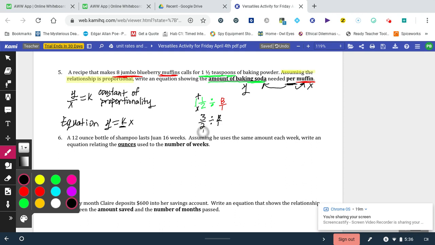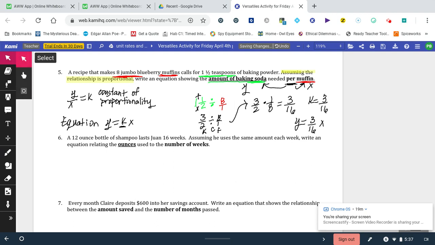I want to keep, change, flip, or multiply by the reciprocal. So I have 3 halves times 1/8. So I end up with 3/16. Now 3/16 is already in simplest form. So that tells me that k is equal to 3/16. And the equation is y equals 3/16 x.